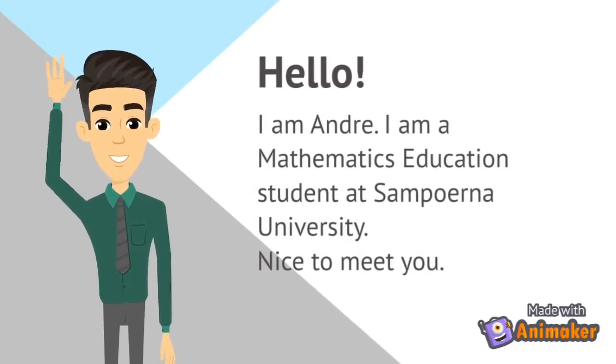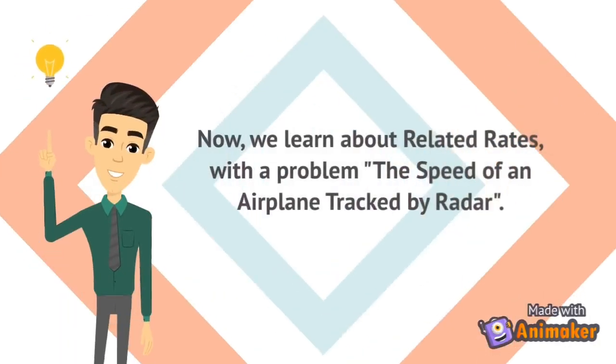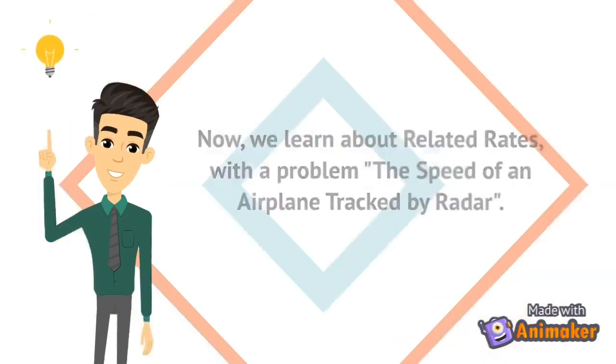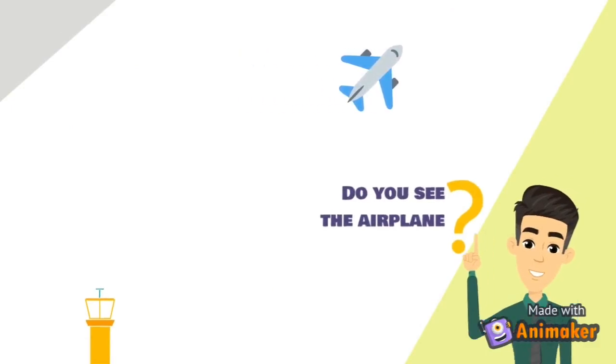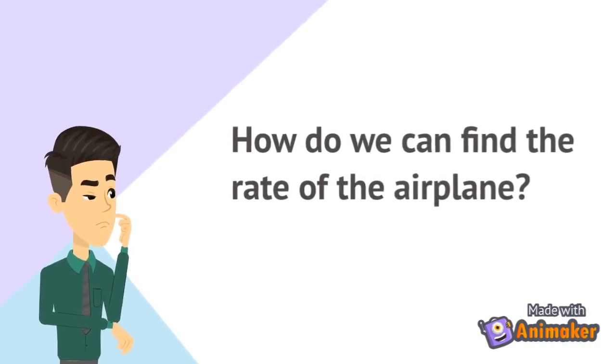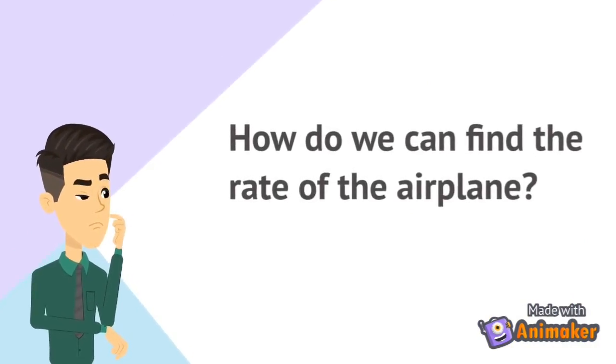Nice to meet you. Now, we learned about related rates with a problem: the speed of an airplane tracked by radar. Do you see the airplane? Yeah, we can see the airplane move from one point to the other point, right? So, the problem is how can we find the speed of the airplane?